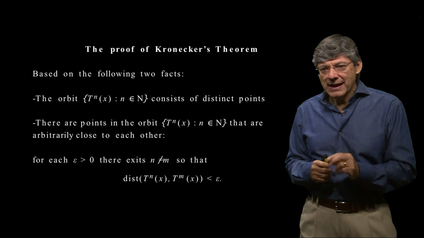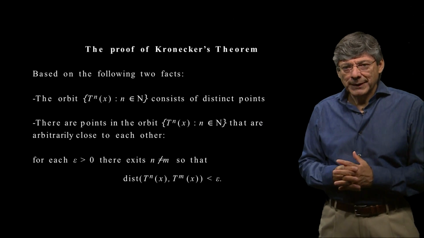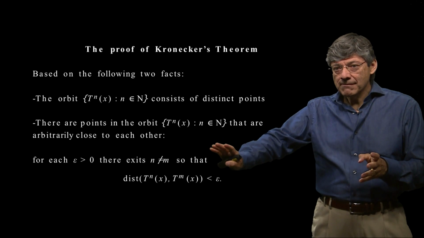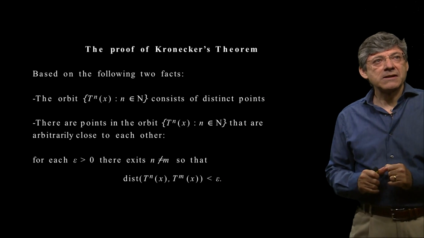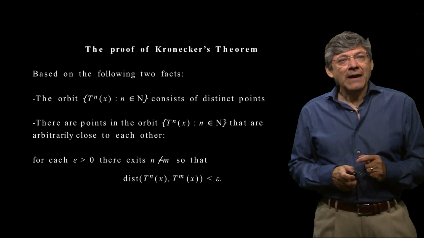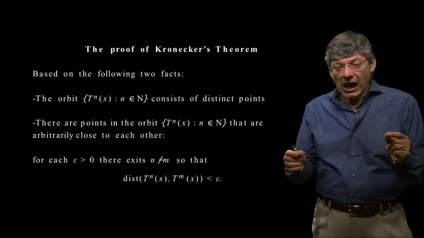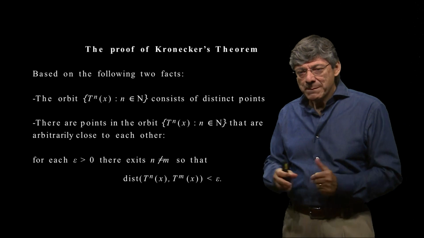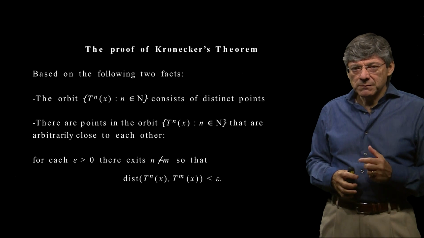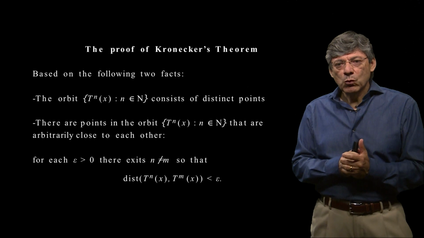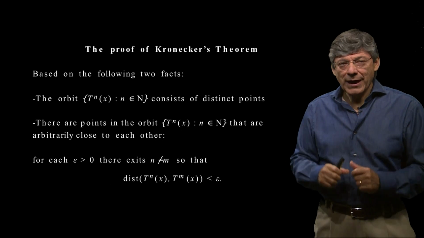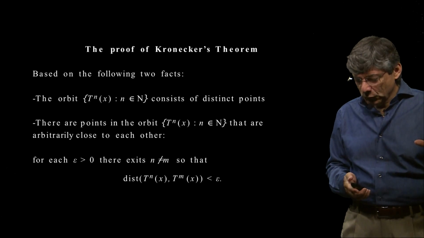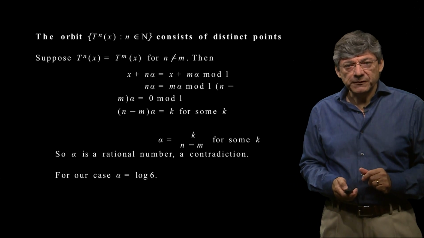So the first part is that the orbit, the infinite orbit, is distinct. All the points are distinct. That's the first part. The second part is that there are points in the orbit that are arbitrarily close to each other. That is, for any positive epsilon, we think of epsilon as a small number, there will exist some n and m such that the distance between t to the n of x and t to the m of x is less than epsilon. So there are those two facts that we will prove first.